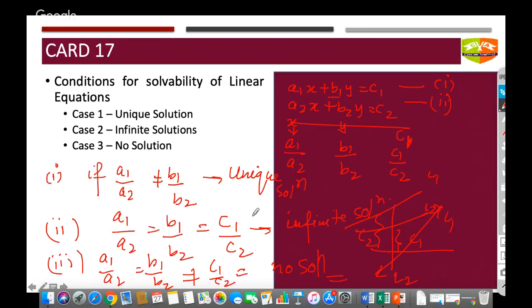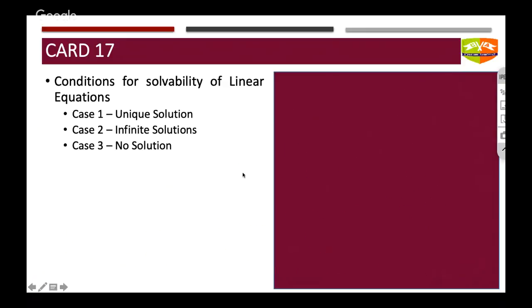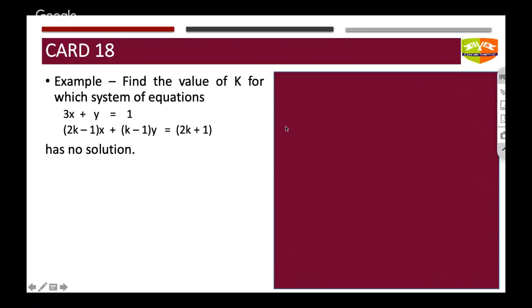Just write it down before I start solving the question on this concept. I've taken a question on this concept, so let me go to that.